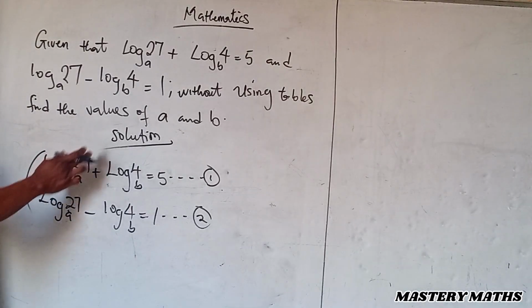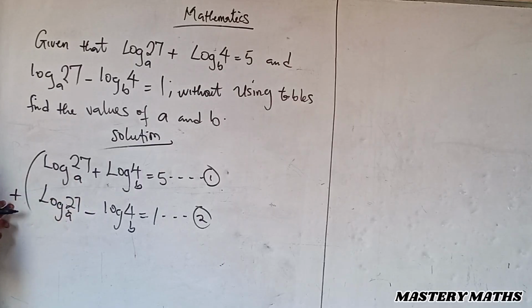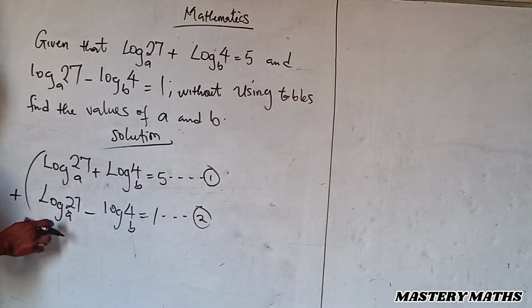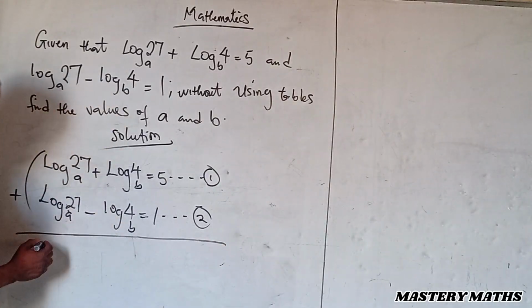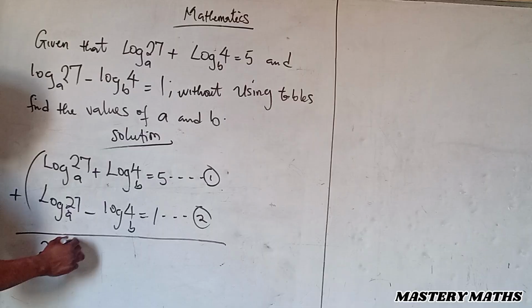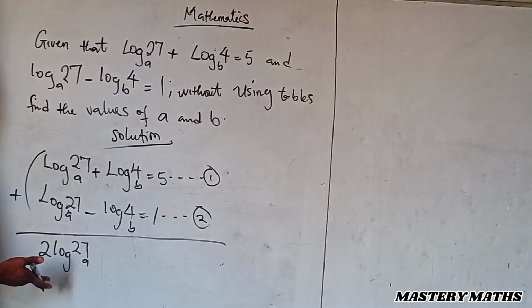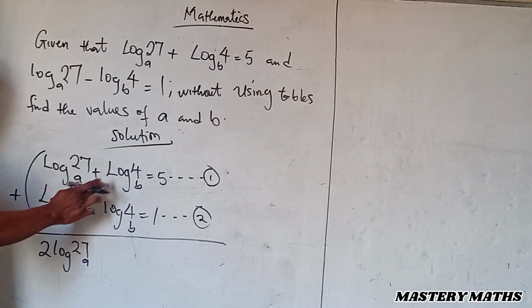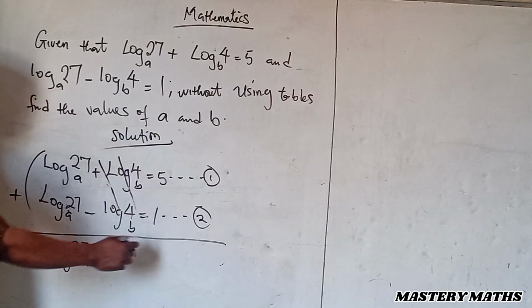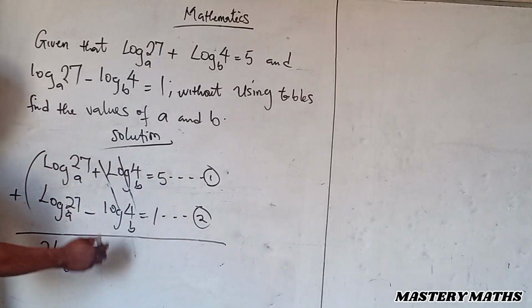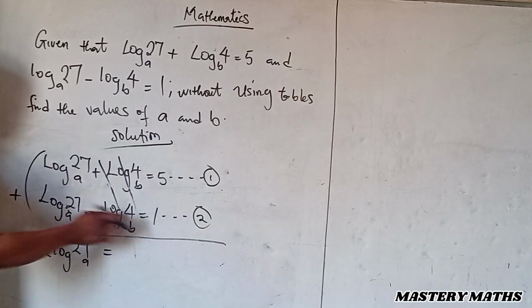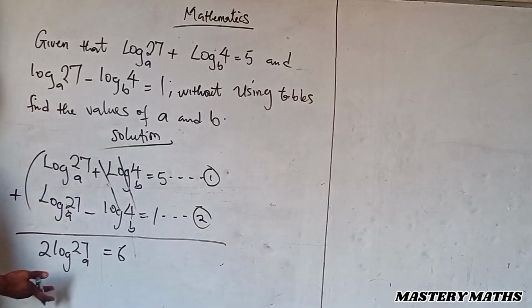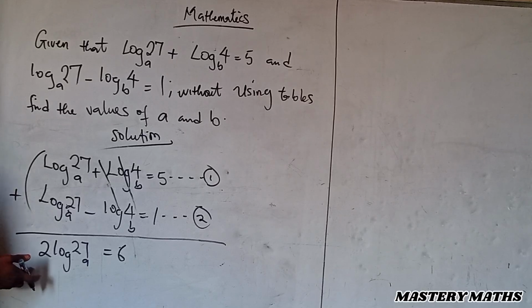Now, log 27 base A plus log 27 base A will give us 2 log 27 base A. Now, plus times minus is minus. Plus this, minus this, is out. It gives us 0. That's cancelled out. Now, equal to, you have 5 plus 1, which is 6 on the board. So we've gotten the 6.